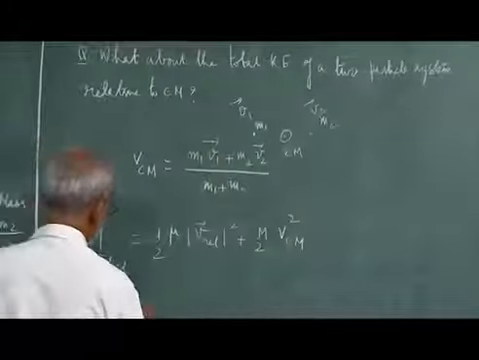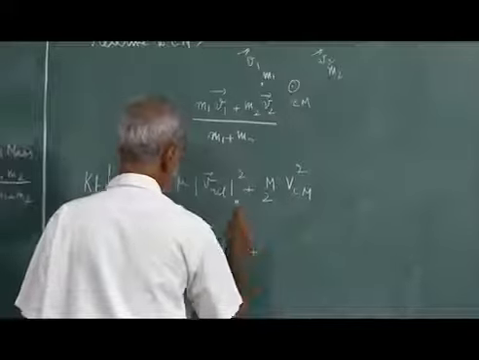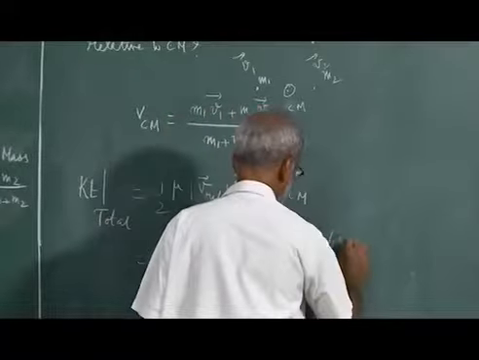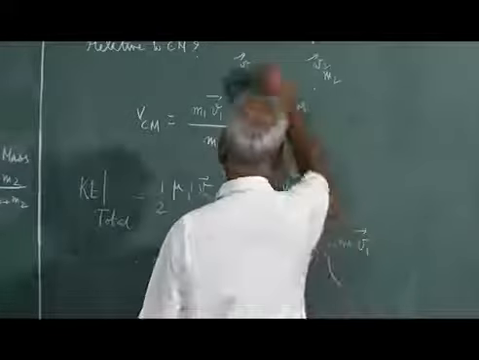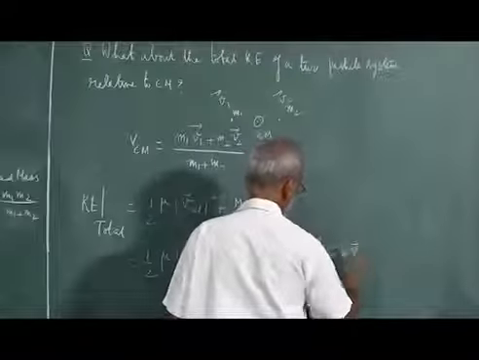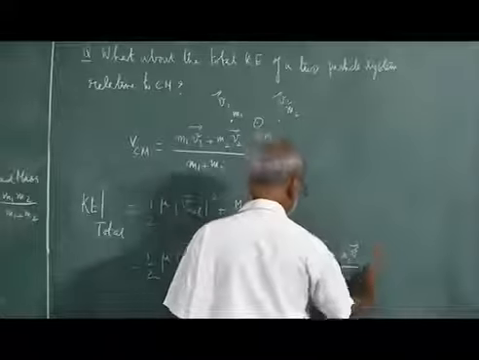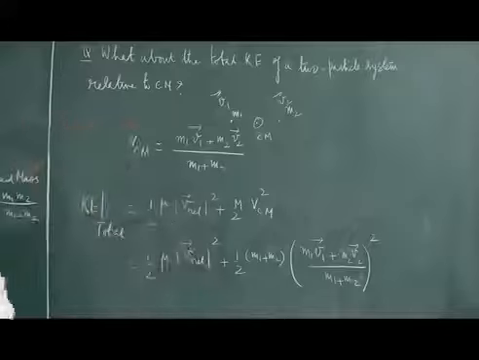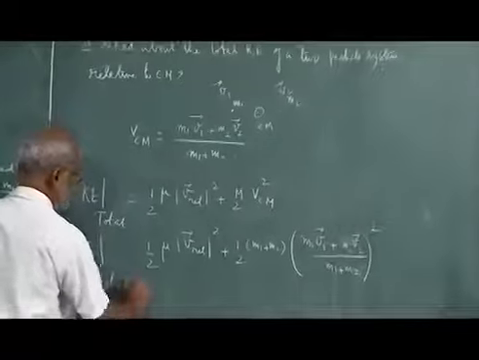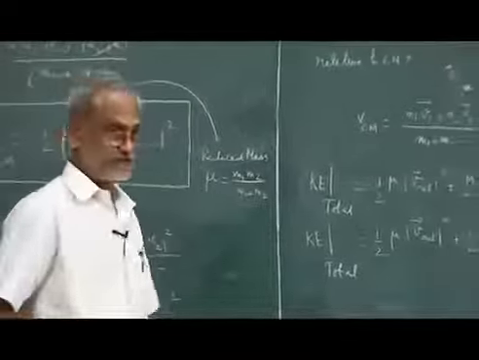So, therefore, I will have half of mu times v relative whole squared plus half of m1 plus m2, and we know what is the expression for the center of mass. m1 is moving with the velocity v1 and m2 is moving with the velocity v2, therefore the velocity of the center of mass is this quantity, and I want to calculate the total kinetic energy of this system. Okay, this is the total kinetic energy of the system. It looks a little fearsome, but there is nothing, it is a very straightforward expression.